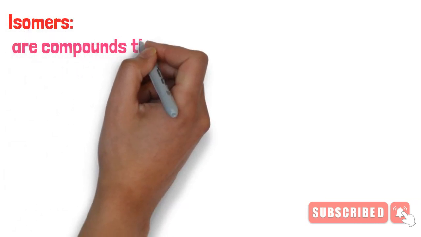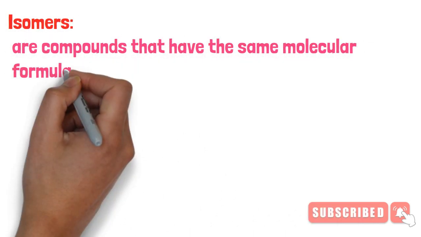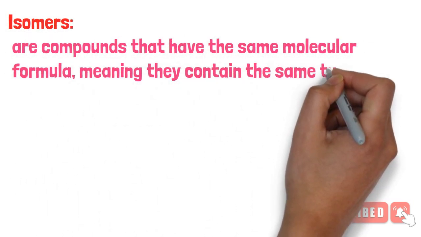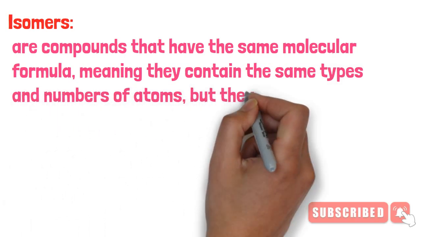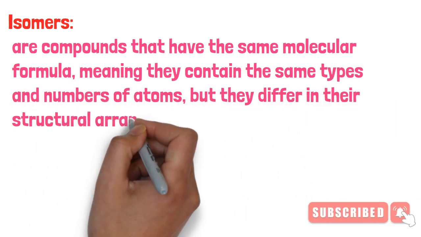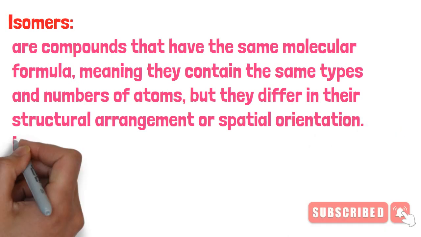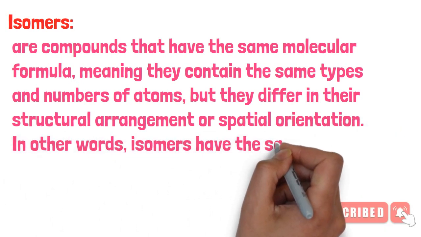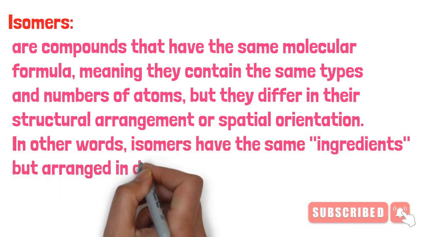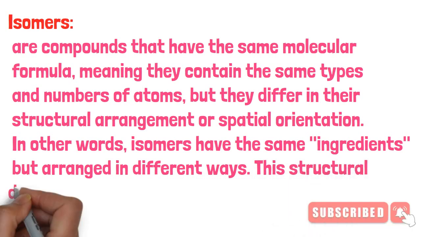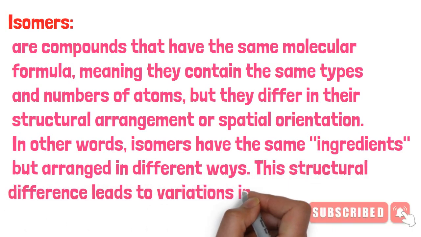Isomers are compounds that have the same molecular formula, meaning they contain the same types and numbers of atoms, but they differ in their structural arrangement or spatial orientation. In other words, isomers have the same ingredients, but arranged in different ways.